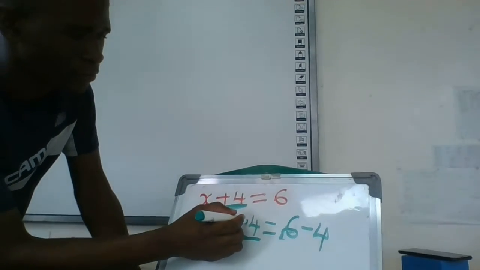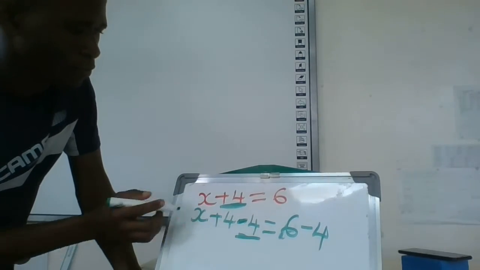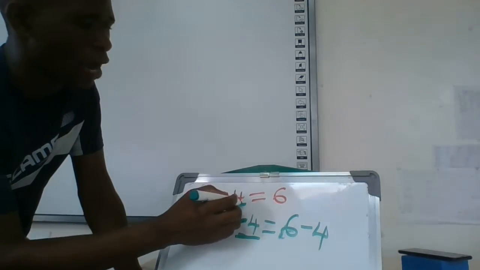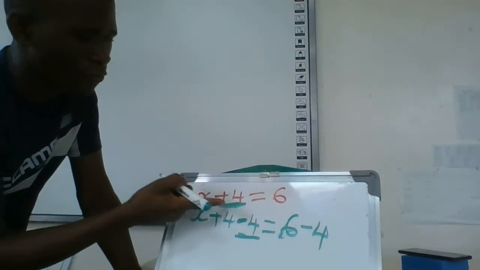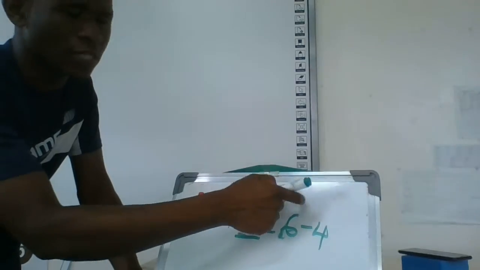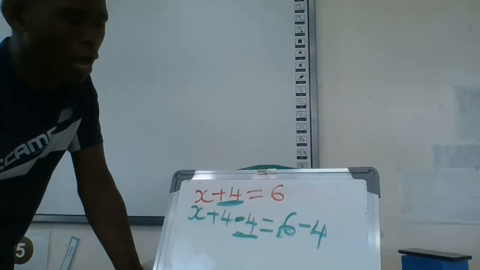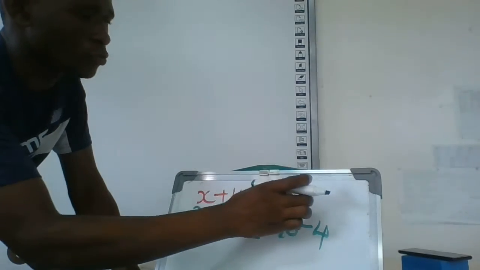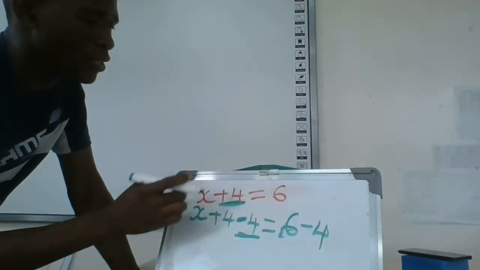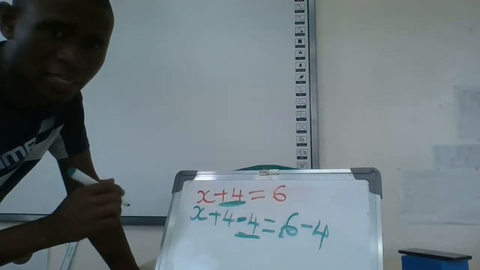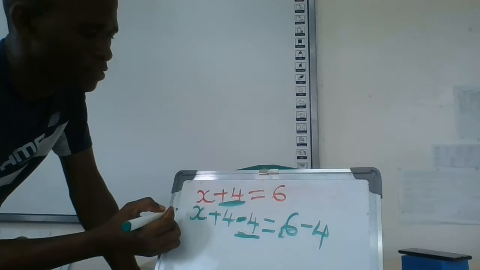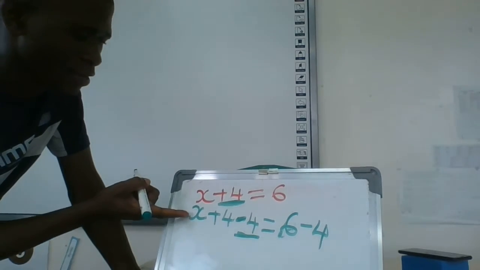So here, when we want to remain with x only, we need to take away. If we take away 4 from this side, we must also take away 4 from that side. And if it's adding 4, you have to add 4 both sides. So in our case here, we need to subtract 4 both sides in order to remain with x here.